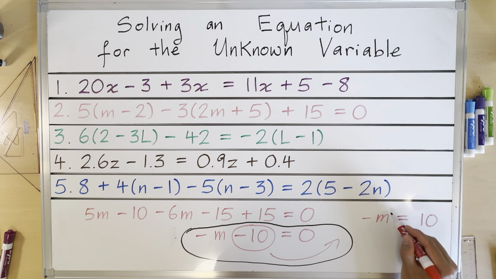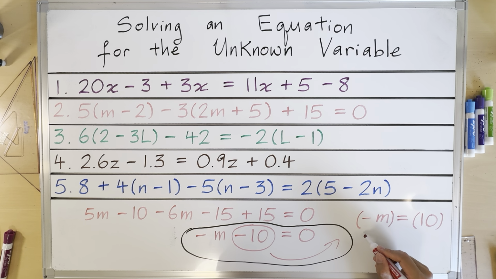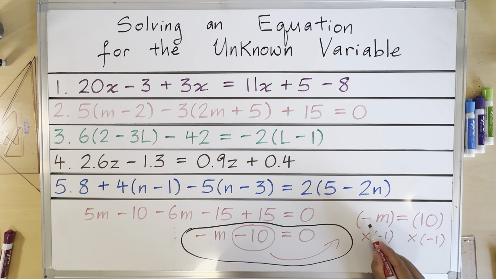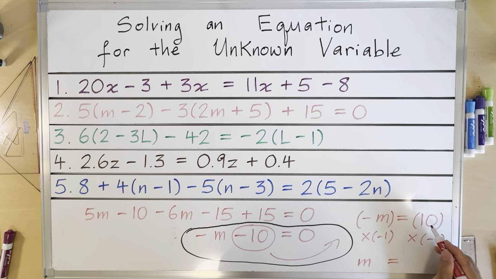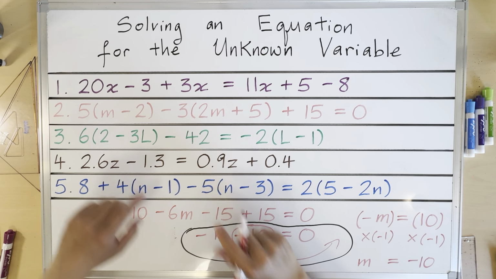And all we have to do is multiply both sides of the equation by negative 1. So this side times negative 1, this side times negative 1 as well. So negative m times negative 1 gives us positive m. Positive 10 times negative 1 gives us negative 10. And so therefore, the solution for problem number 2 is m equals negative 10.